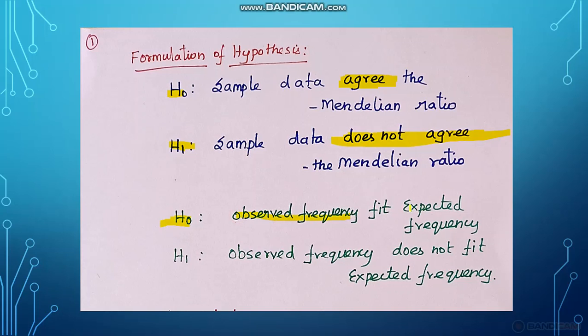So we can say the null hypothesis is that the observed frequency fits the expected frequency, and the alternate hypothesis is that the observed frequency does not fit the expected frequency. This is the hypothesis.